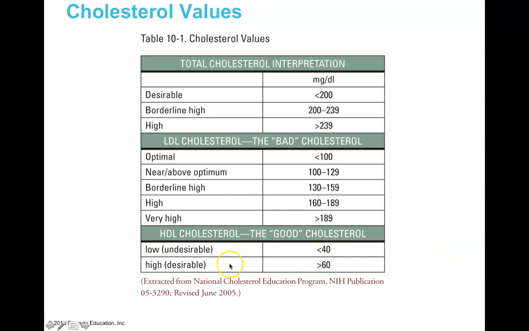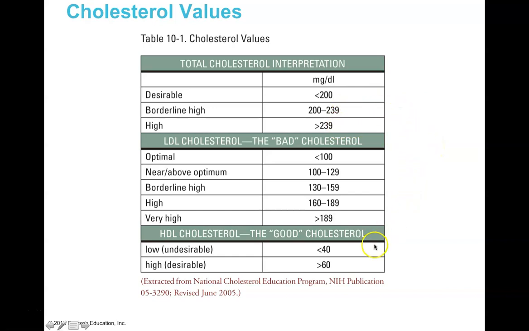We ideally want our HDL to be high. Over 60 is a good number, and it's often a little bit higher in women than in men. Under 40 is going to be dangerous. For LDL, we want this to be low. Ideal, best of the best, is below 100. Optimum, good, 100 to 129. And then we start to get into the danger zone, 130 and above. And for our total cholesterol, we typically want this to be less than 200. You can see borderline high up to 239, and high cholesterol is considered over 239.